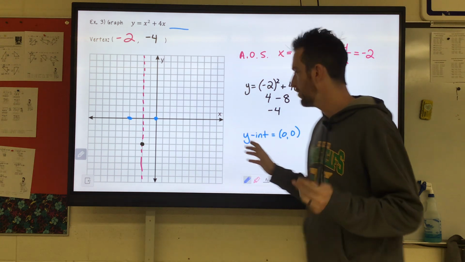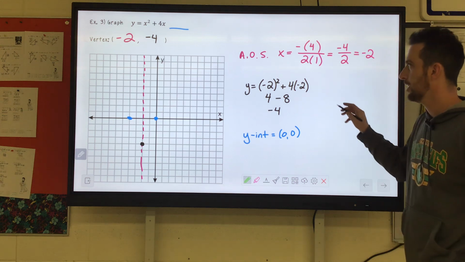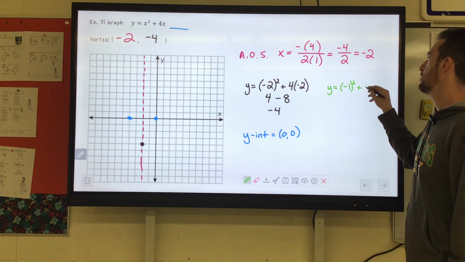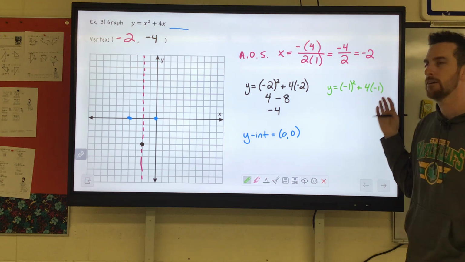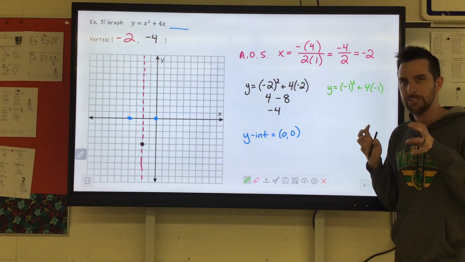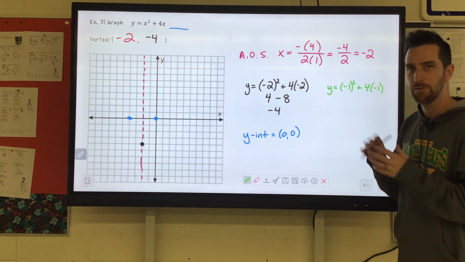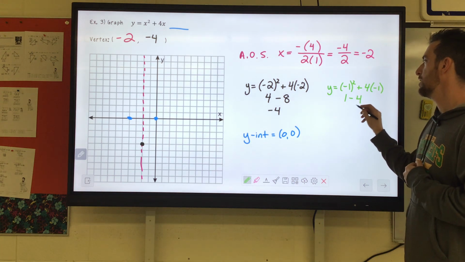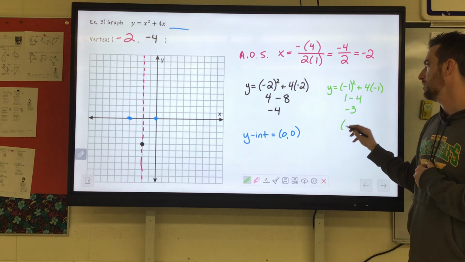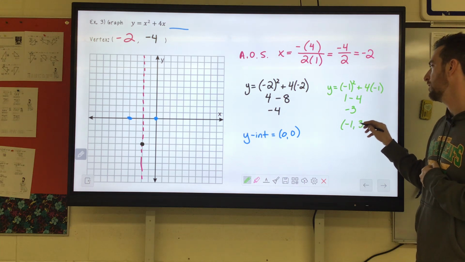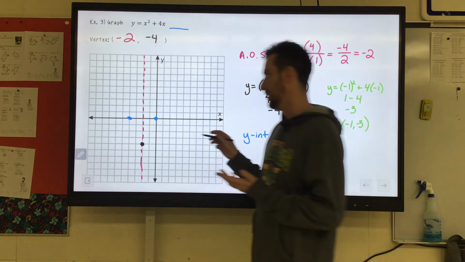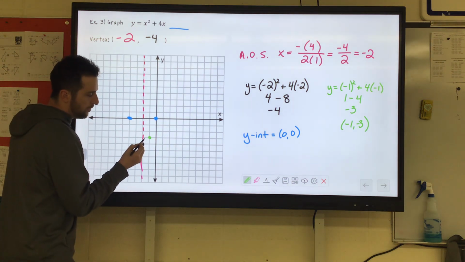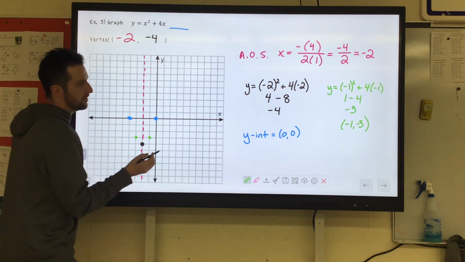Let's get wild and go for -1. Let's see what happens when we plug in -1. Y equals -1 squared plus 4 times -1. Now here it's -1 in parentheses squared. When you square any number, it becomes positive, so that would be 1. 4 times -1 is -4. 1 minus 4 is -3. So we'd have a coordinate at -1, -3. Plot the coordinate. 1, 2, 3. It's 1 away from the axis of symmetry, so go ahead and reflect it to the other side.